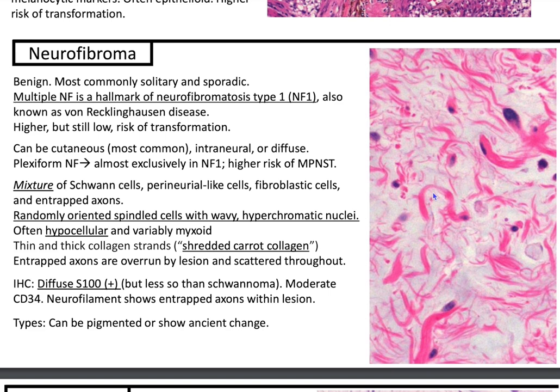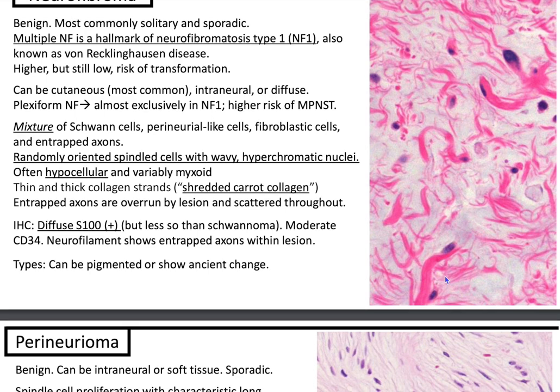You'll have randomly oriented spindle cells with wavy hyperchromatic nuclei. These are often hypocellular and variably myxoid, and the collagen strands look like shredded carrot collagen. It'll also have diffuse S100 positivity, but less so than your schwannoma, moderate CD34 positivity, and neurofilament shows entrapped axons within the lesion. It can be pigmented or show Antoni chains, as can your schwannoma.